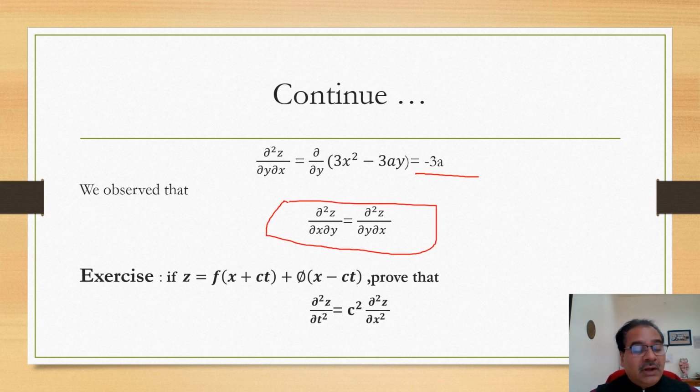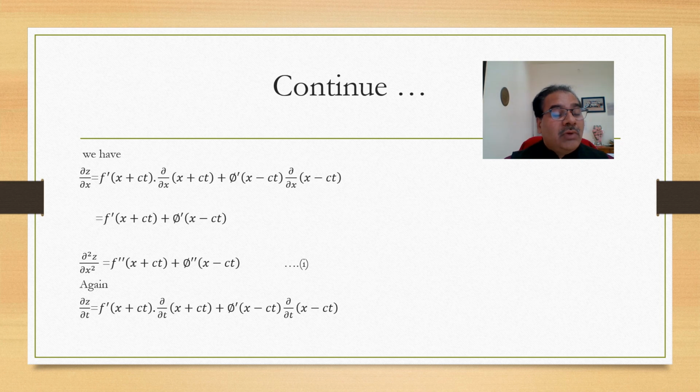Okay. Now one very beautiful problem: if z is equal to f of x plus ct plus phi of x minus ct, then prove that del 2z over del t square is equal to c square del 2z over del x square. How to prove? Just look. We have del z over del x is equal to f dash of x plus ct, del over del x of x plus ct, plus phi dash of x minus ct, del over del x of x minus ct. Then of course you will get f dash of x plus ct plus phi dash of x minus ct here, since you will get only 1.